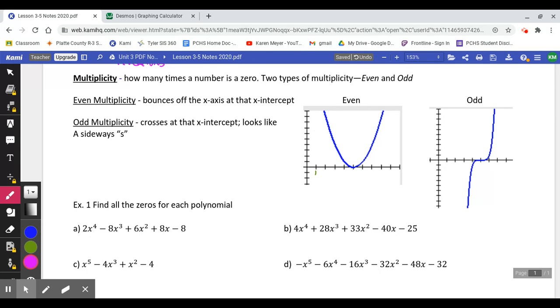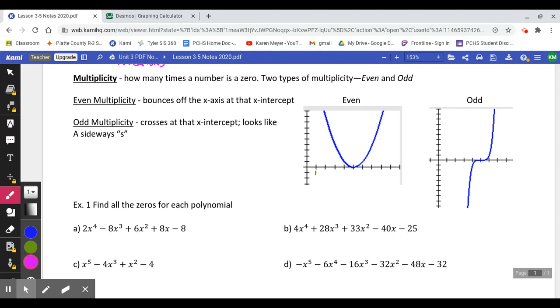Multiplicity. Multiplicity will tell you how many times a zero counts as an answer. Okay, and there are two types of multiplicity. They are even and odd. Even shows up a lot more than the odd multiplicities. So let's talk about even multiplicities first.